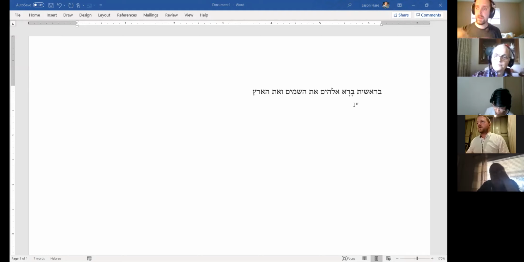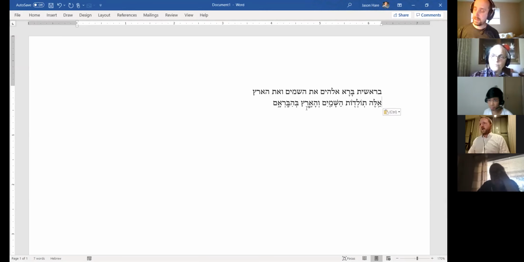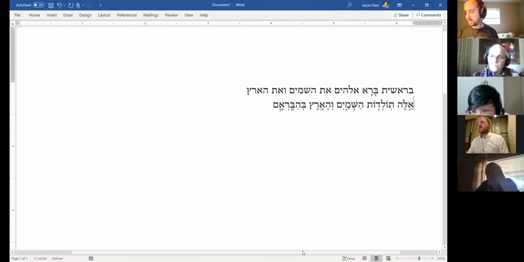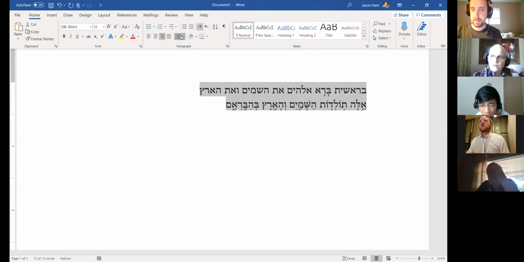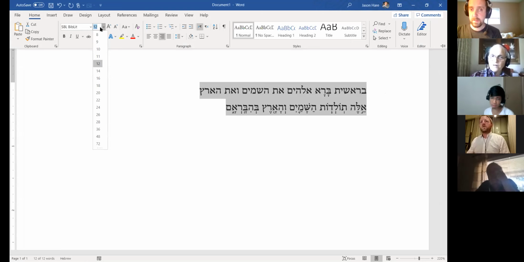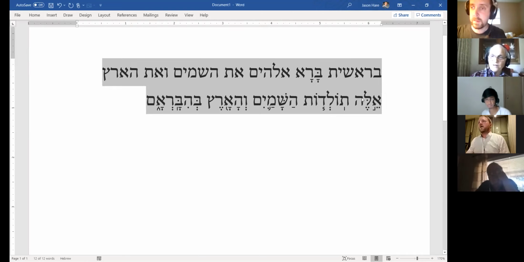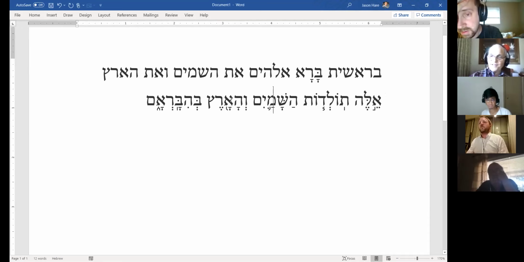So let's see, where does it start? This is Genesis 2:4. Ele toldot hashamayim ve'aretz behibaram, when they were made. This is how it looks. Can you see that well enough? Let's fix this so it's not cutting things off for you, and then we'll make it a bit bigger. Ele toldot hashamayim ve'aretz behibaram. Behibaram. This is Niphal.